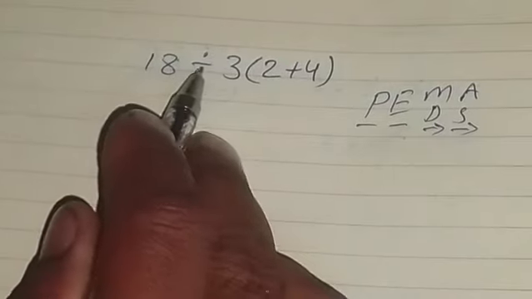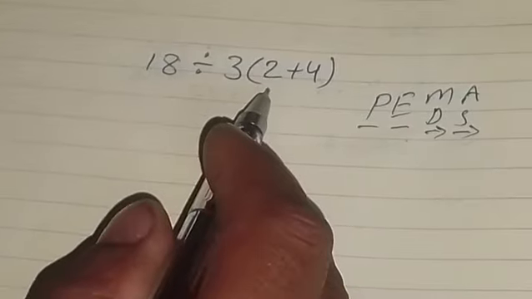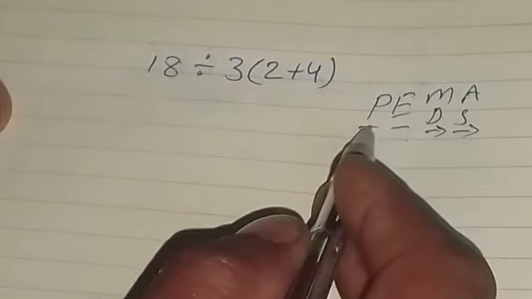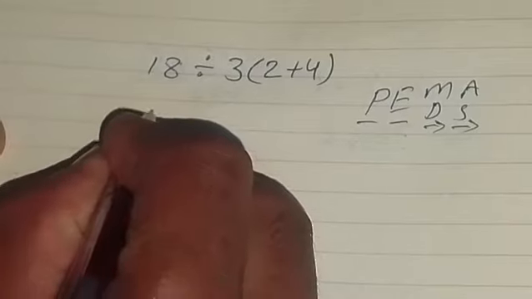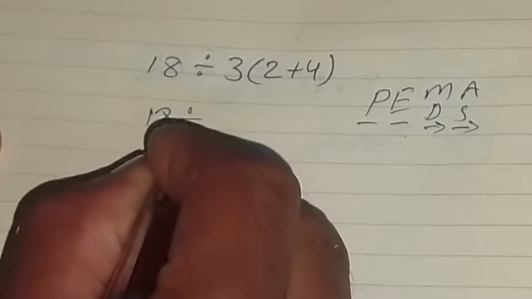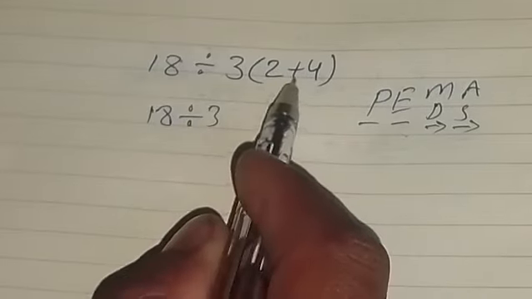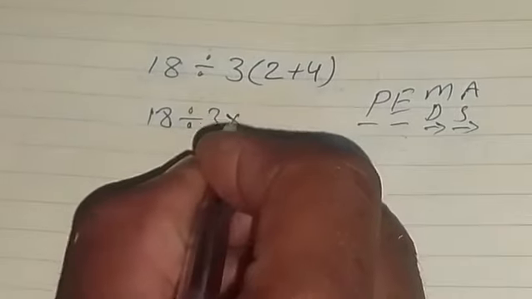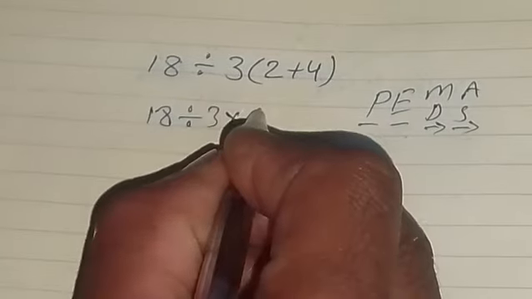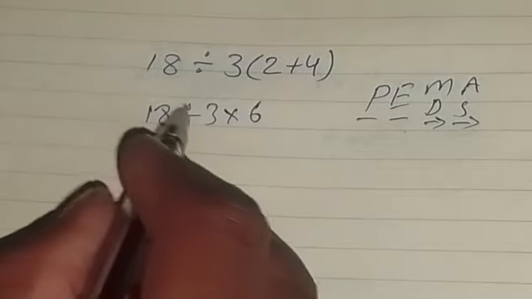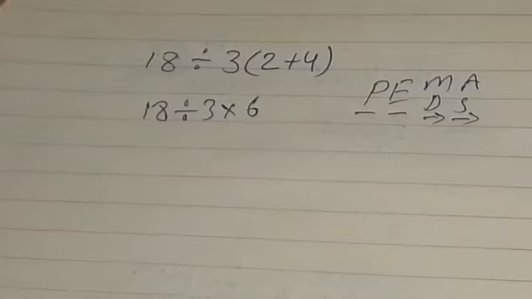Now we have one division and one parenthesis. According to the rule, first we start with the parentheses. So 18 divided by 3, and here is multiplication, and inside of the parentheses they give us 2 plus 4, which gives us 6. Now we have one division and one multiplication.